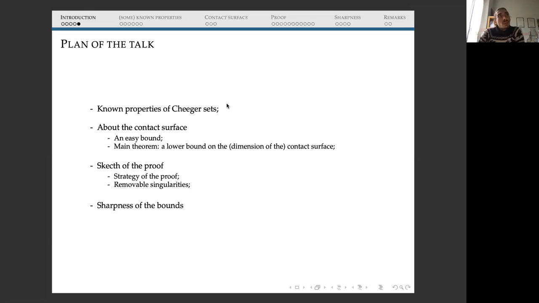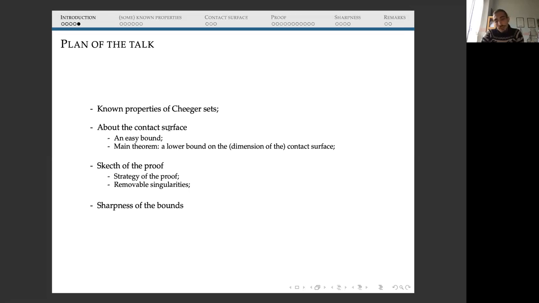The literature on Cheeger sets and the Cheeger constant is quite vast. So I have selected some properties which are useful to the argument we will develop. It's more a selected list of properties of Cheeger sets. And then we will later focus on the contact surface.